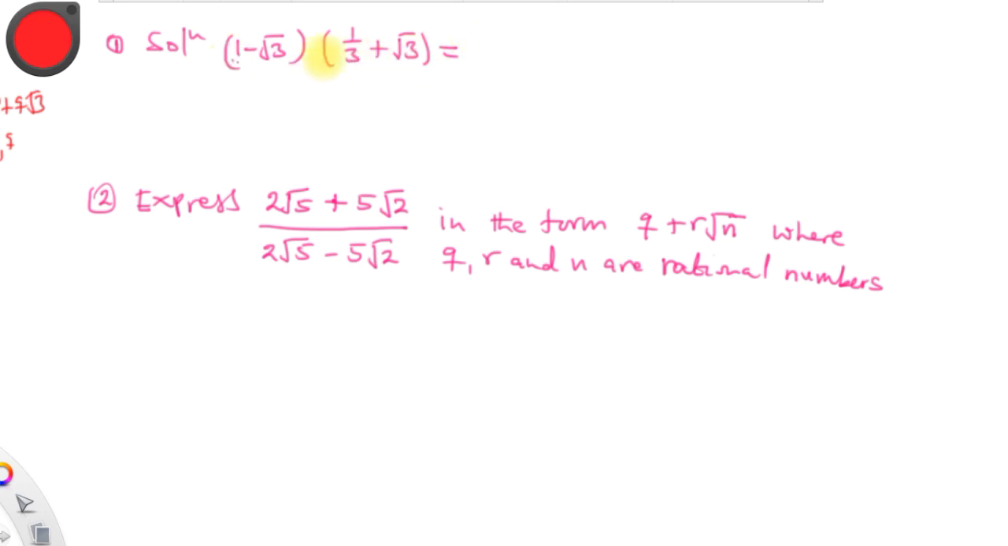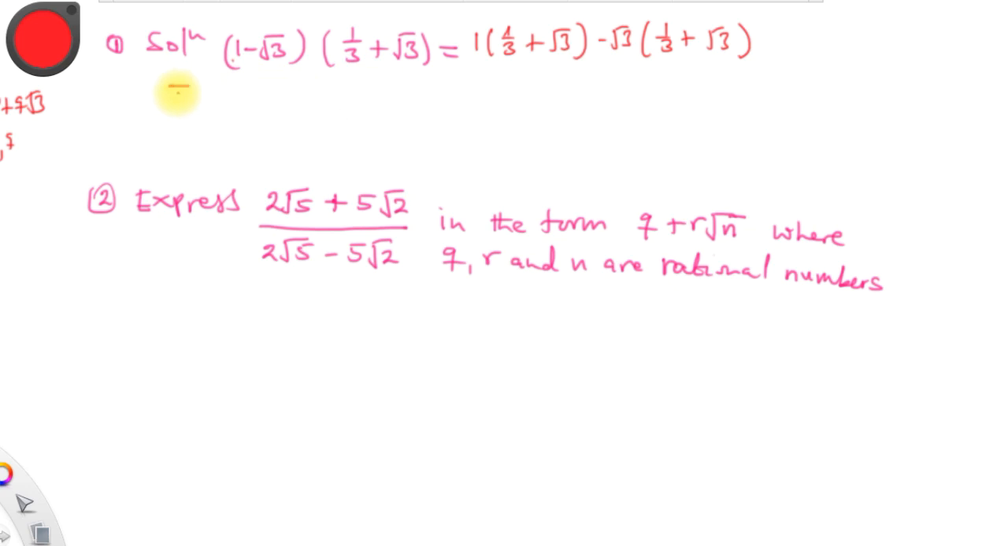So this 1 will multiply the whole bracket: 1 times 1 over 3 plus square root of 3. And then negative square root of 3 will multiply 1 over 3 plus square root of 3. Now this is what you have.